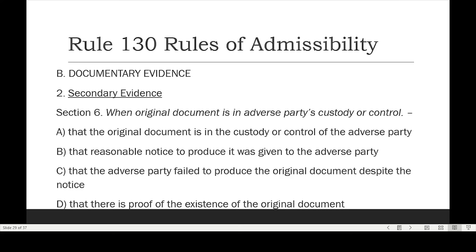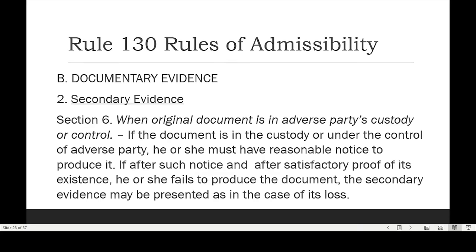So, magbigay ka ng notice. Okay? Pwede sulatan or mag-demand doon sa adverse party na i-produce yung original. And then the adverse party failed to produce the original document despite the notice. So, despite the notice, hindi pa rin nag-produce ang adverse party sa original document. And then D, that there is proof of the existence of the original document. Okay, so if these requirements or requisites are complied with, then secondary evidence can be presented.